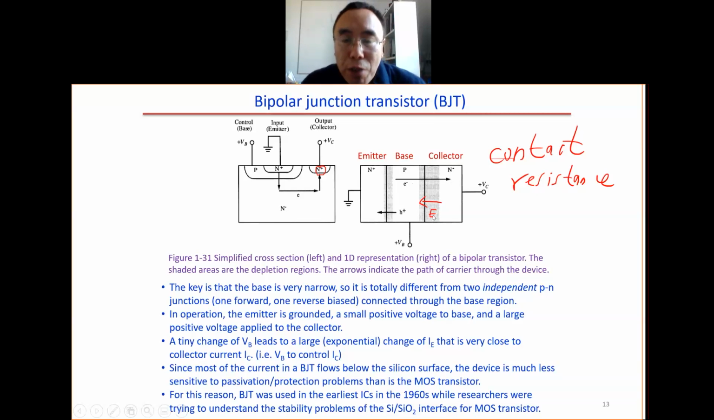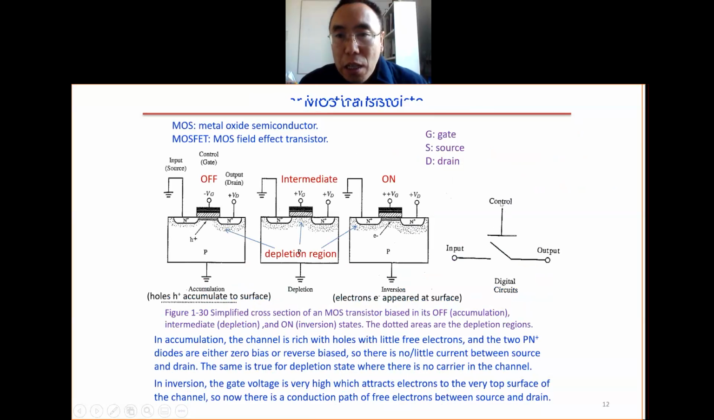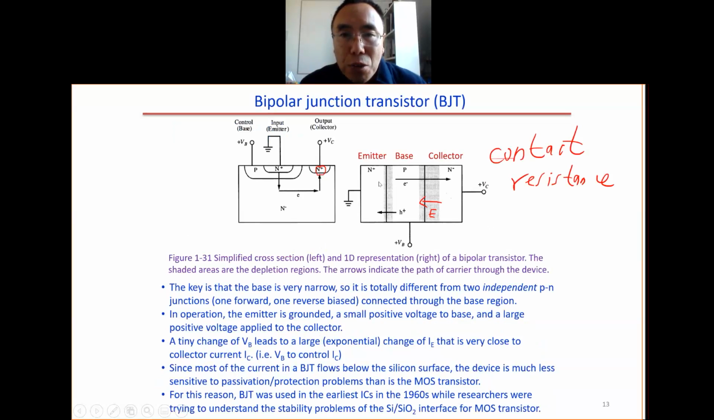So in this depletion region, we have a very high electrical field that points this way. So that means once the electron comes into this region, it will be accelerated and it will go to the collector. So effectively, we can use the base voltage to control the current flow from the emitter to the collector. You can see we have the base to control the current flow from emitter to the collector.